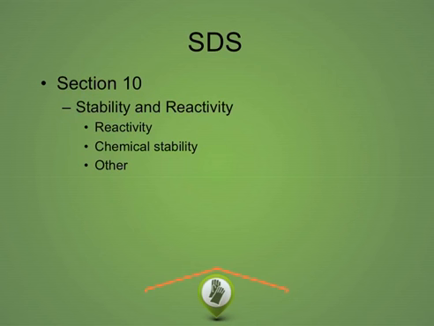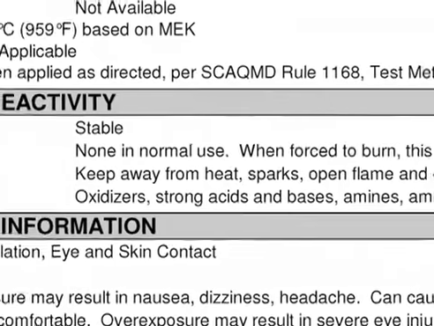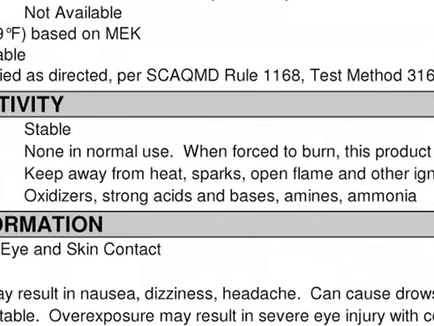Section 10 is titled Stability and Reactivity. Reactivity refers to a description of the specific test data for the chemical, while chemical stability indicates whether the chemical is stable or unstable under normal ambient temperature and conditions while in storage or being handled.